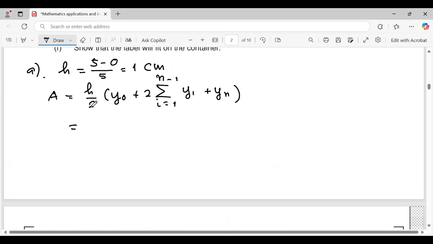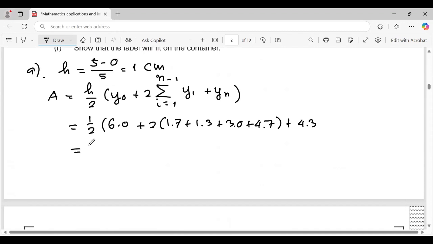So we can write that A equals 1 half times y0, which is 6.0, plus 2 times 1.7, and you can see on the table, 0 plus 4.7 plus 4.3. And if you calculate, the result is 15.85, or you may round off to 15.9. The unit is centimeters squared.